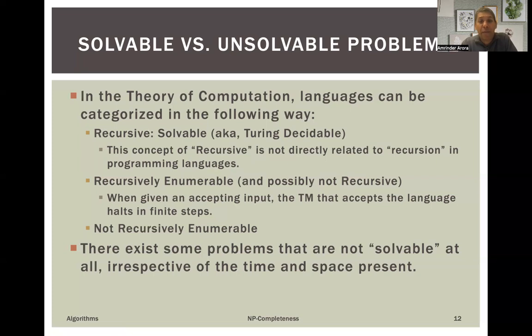Essentially, the bottom line is that there are some problems that are not solvable at all, irrespective of the time and space present. A good example of that is the halting problem. Another example is the PCP, the Post Correspondence Problem. And they are examples of problems that are not solvable.